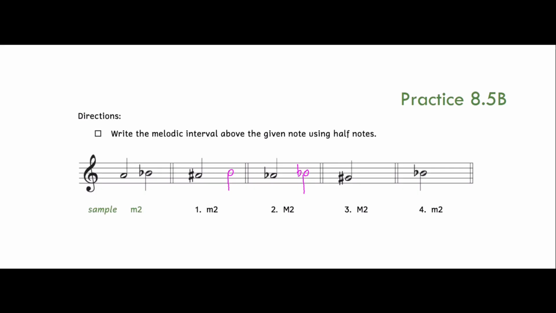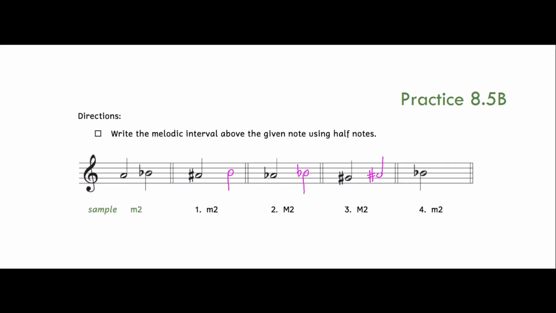Number 3. A major second above G sharp. So first we're going to write in our A. What's a whole step above G sharp? A sharp. Okay, so G sharp to A would be a half step, so G sharp to A sharp is a whole step, or a major second.